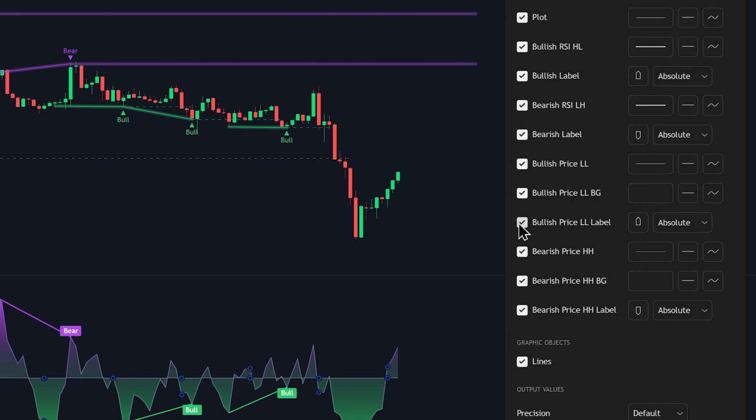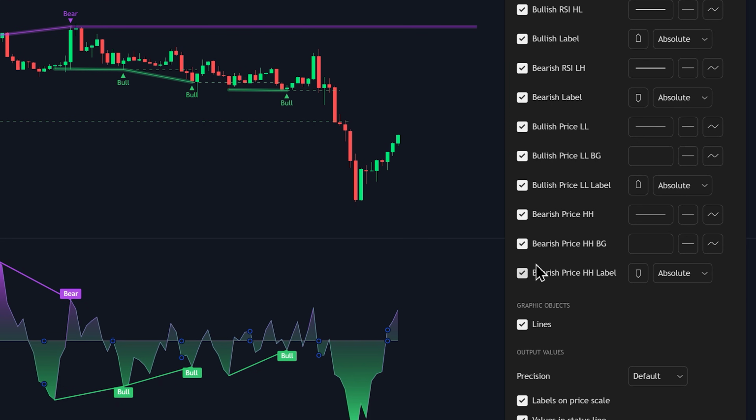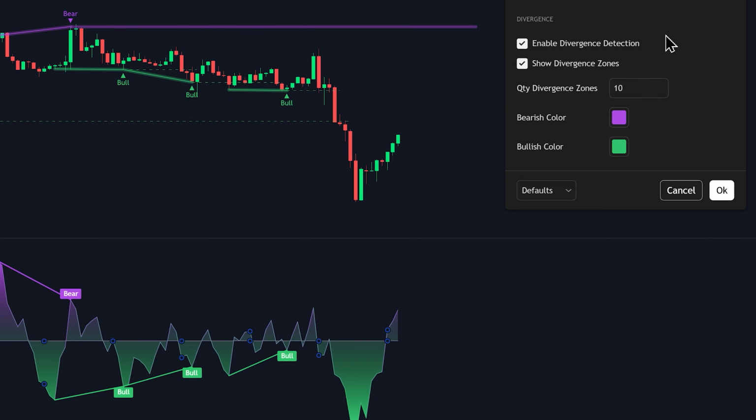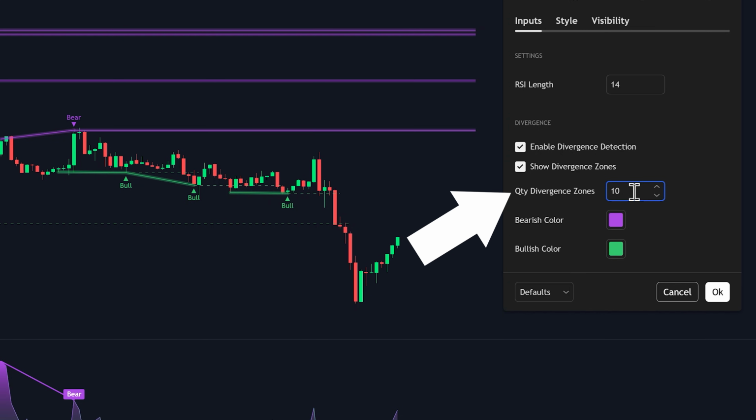And one of the most important settings is the zone limit. On TradingView, it's referenced as a quantity setting for divergence zones. This controls how many active zones you'll see at once. If you're swing trading and you want more context, keep more zones. If you want only the freshest levels, reduce that number so the chart stays focused.